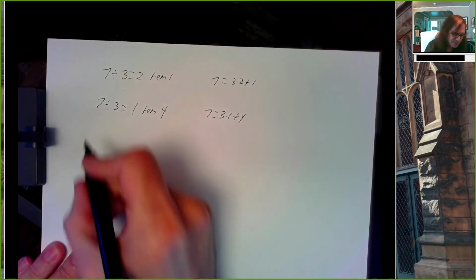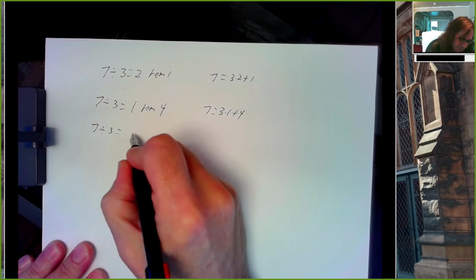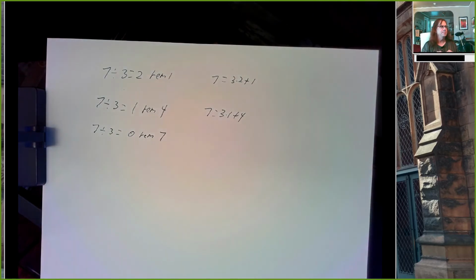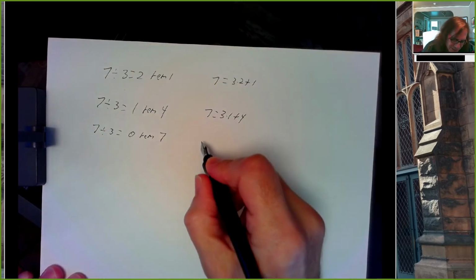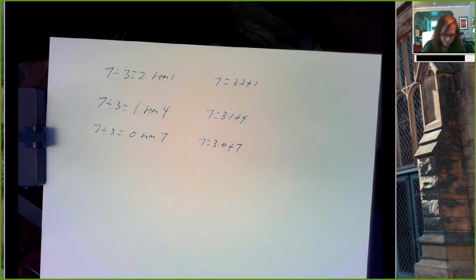And if we're being really smart about it, this is also true. How many times does 3 go into 7? Well, it goes in 0 times with 7 left over. That's true. And this is just saying 7 equals 3 times 0 plus 7.